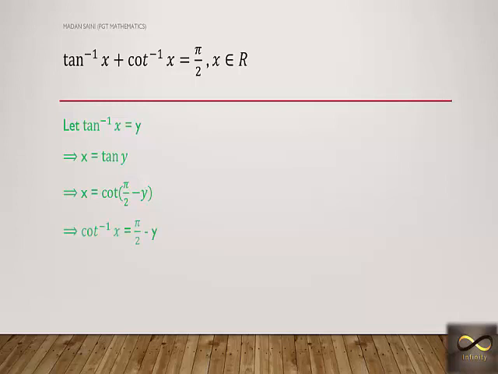Then taking cot inverse on both sides, we will have cot inverse x is equal to pi by 2 minus y. Substituting the value of y as tan inverse x and shifting to the left hand side, we will have tan inverse x plus cot inverse x is equal to pi by 2. So we are done. The proof is not very complicated, it is a very easy proof. So similarly you can prove the other two properties of the inverse trigonometric function.